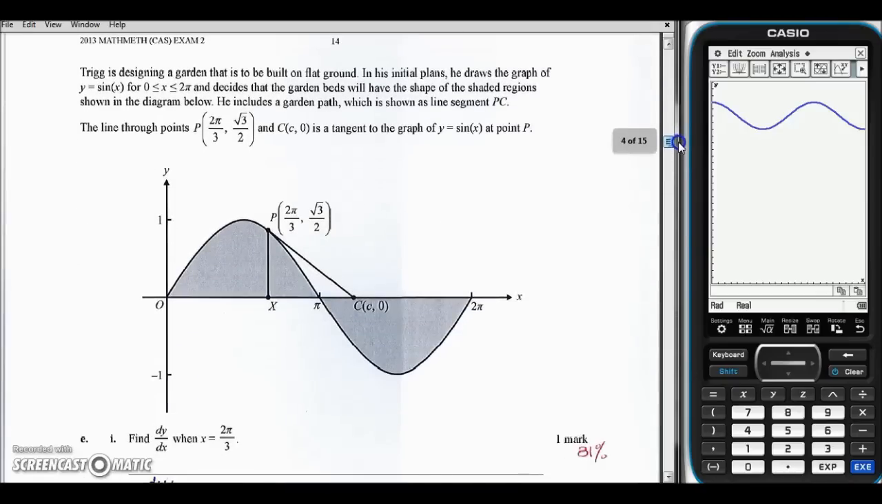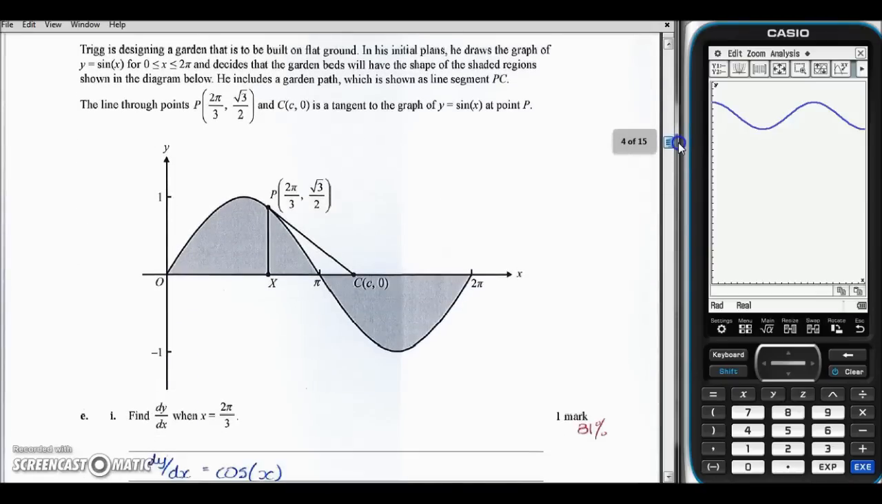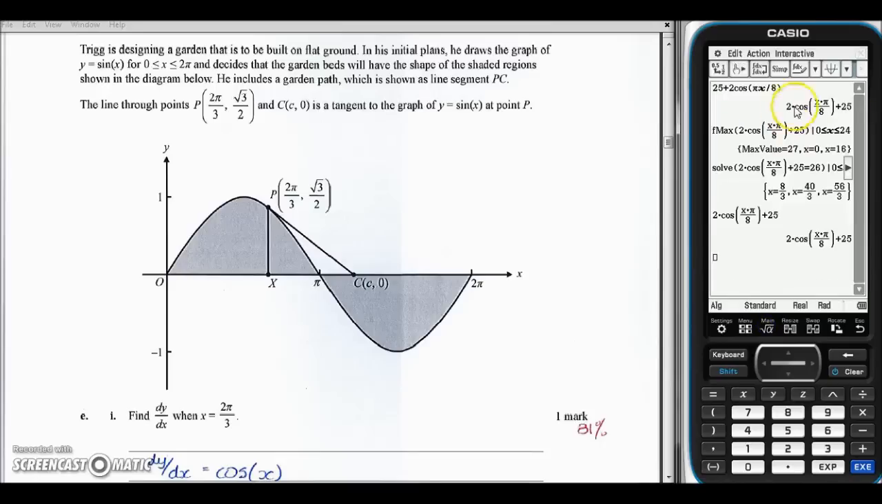Alright, still on question 1. Now Trig's designing a garden, and we're no longer interested in 2 cos x pi on 8 anymore. We're now looking at the function y equals sine x between 0 and 2 pi. So the garden beds are here, these shaded regions. We're also given a point P, the coordinates of that point, and we're told that the line segment PC is actually part of the tangent at that point P. So that will be helpful.